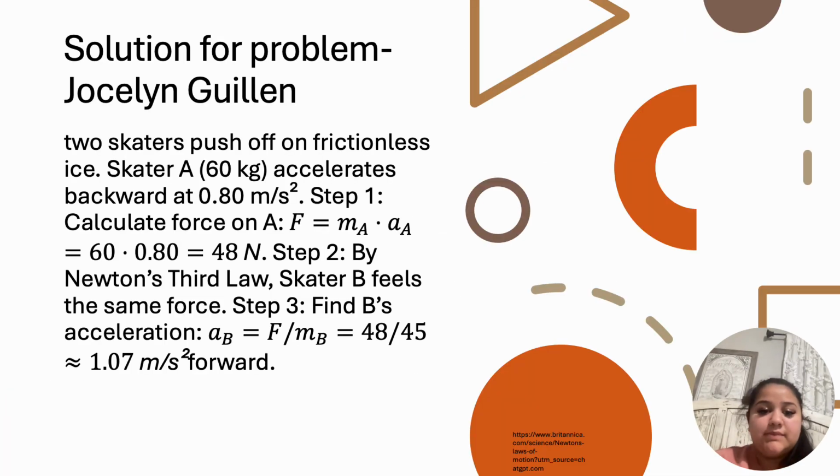Solutions for the problem. Two skaters push off on frictionless ice. Skater A, 60 kilograms, accelerates backwards at 0.8 meters per second squared. Step 1, calculate the force: F equals m times a equals 60 times 0.8 equals 48 newtons. Step 2, by Newton's third law, skater B feels the same force. Step 3, find B's acceleration.